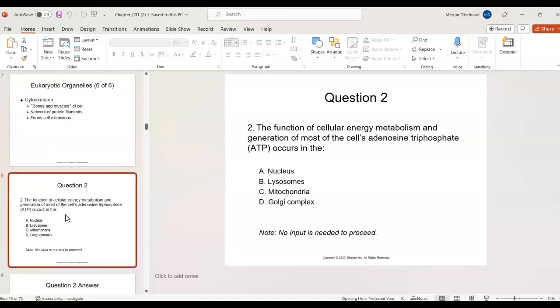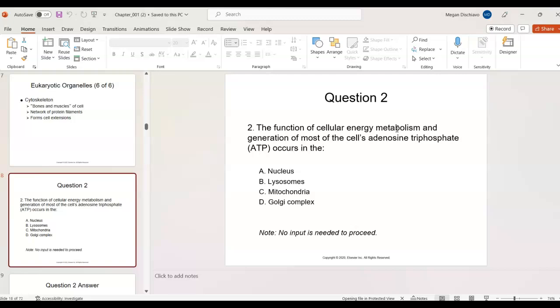Okay. Question 2. Function of cellular energy metabolism and generation. Most of cells' ATP occurs in the... let's go over test taking strategies here. Okay, you may have just read through that and be like, holy crap, what does that mean? Okay, so let's go through it. The function. So we're not talking about a structure, we're talking about the function of cellular energy. So we're talking about creating energy. Metabolism is the creation and destruction of energy. Okay, so we're talking about function, cell energy, metabolism, generation.